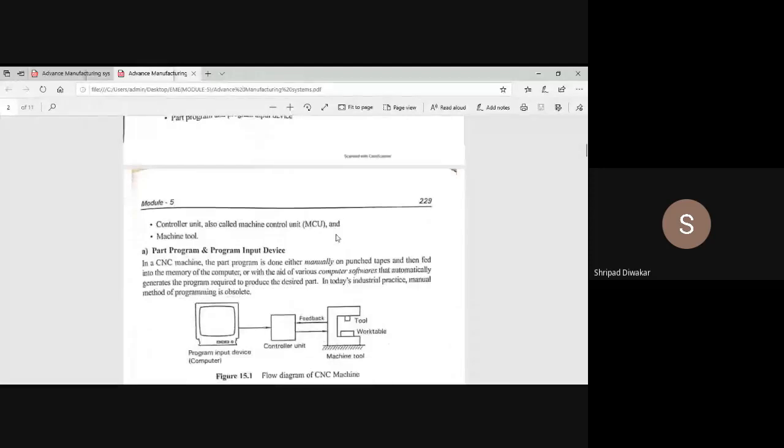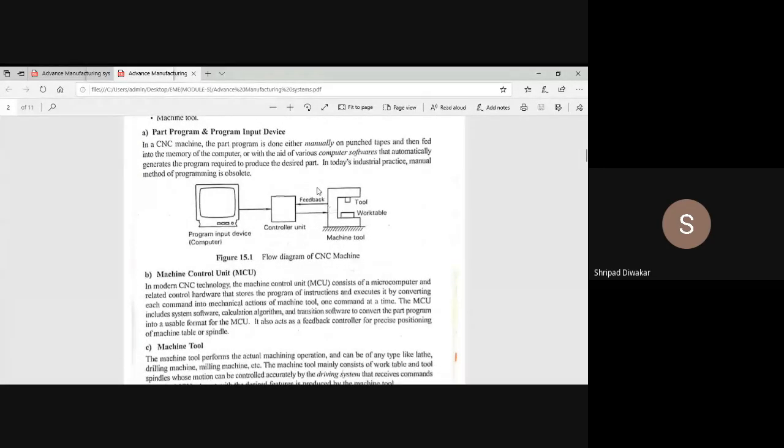Okay, so advanced manufacturing system. In the previous class we discussed the three components of a CNC machine. One is the program input device, where the set of instructions or programs are stored. Then we have a part called the controller unit.